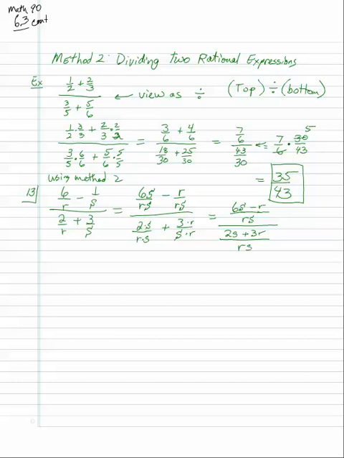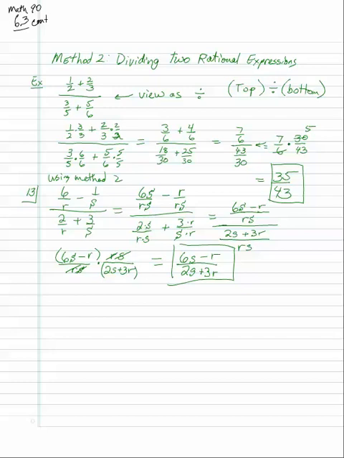Now we're going to view the fraction bar in the middle as divided by, so we're going to take the top, leave it alone, take the bottom, flip it over, and multiply. Of course, the r's cancel, the s's cancel, and we get 6s minus r over 2s plus 3r, just like we did with the other problem. So again, it's your choice. You can use method 1 for all of them, you can do method 2 for all of them. If you learn both, you can pick and choose.